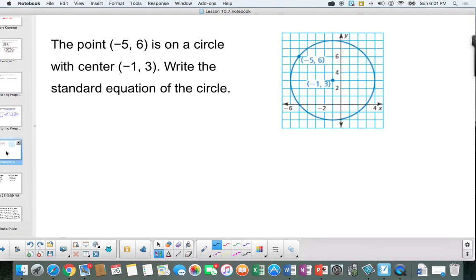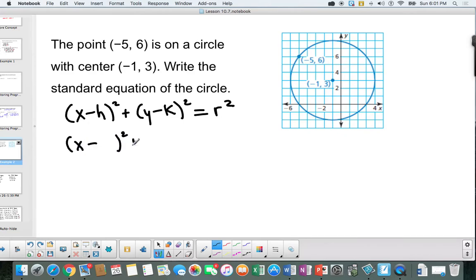All right, we have some points, a point on the circle and a center, and we would like to write the standard equation. So we know that the standard equation is (x minus h) quantity squared plus (y minus k) quantity squared is equal to r squared. And right now, we do know our h and our k.